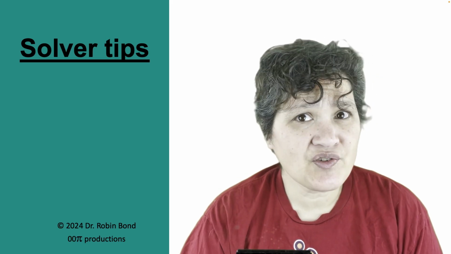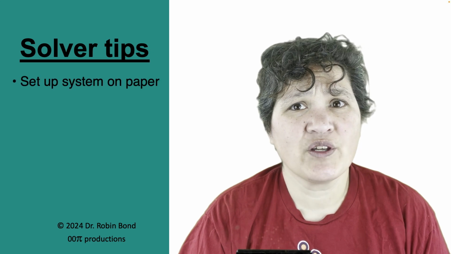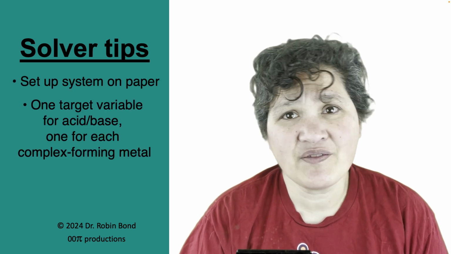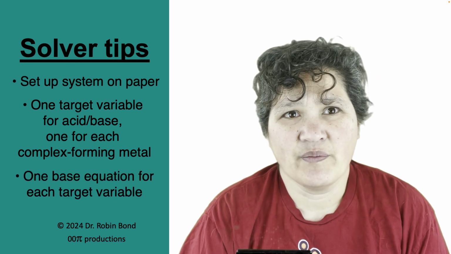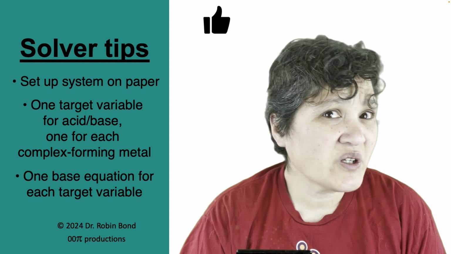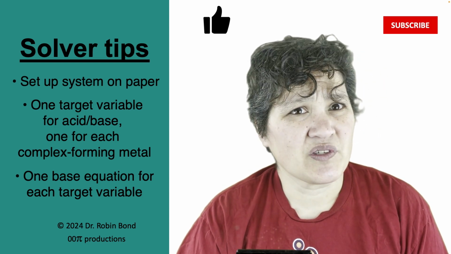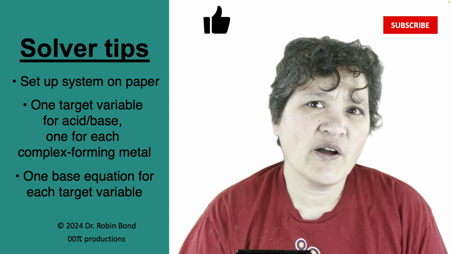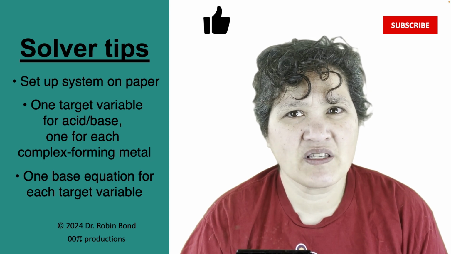So that's how you solve more complex systems using Solver. If you had more than one metal in your system forming complexes, you would probably have to have each metal be its own target variable. As you can imagine, this would get complicated very quickly if you tried doing it on paper or even on Desmos, but it's really not too hard to do using Solver. I hope this has helped you become more familiar with using Solver to evaluate messy systems.